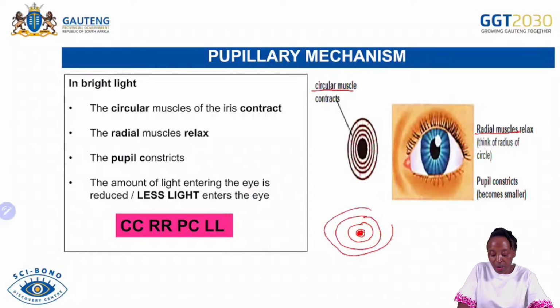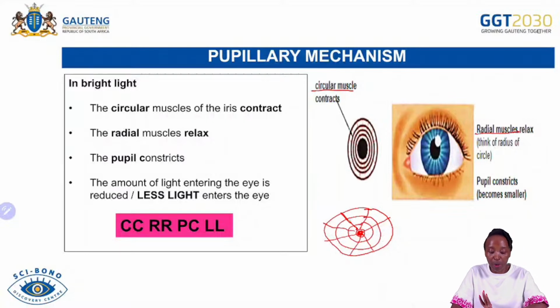Hence, we call them what? Circular muscles. And then the radial muscles, they form a radius. They extend from where the pupil is to the circumference. So the radius. So learners who are doing math, they will know about the radius and the circumference. Hence, we call them what? The radial muscles. So these are the muscles that we are talking about when we talk about pupillary mechanism. Two, circular muscles, radial muscles.